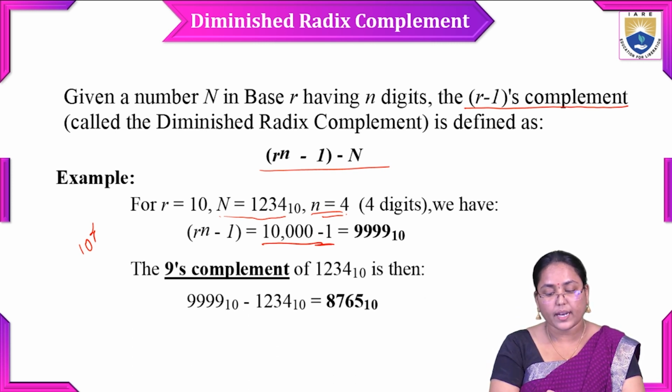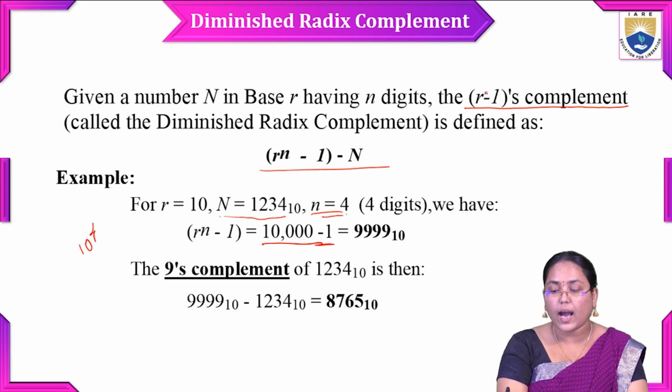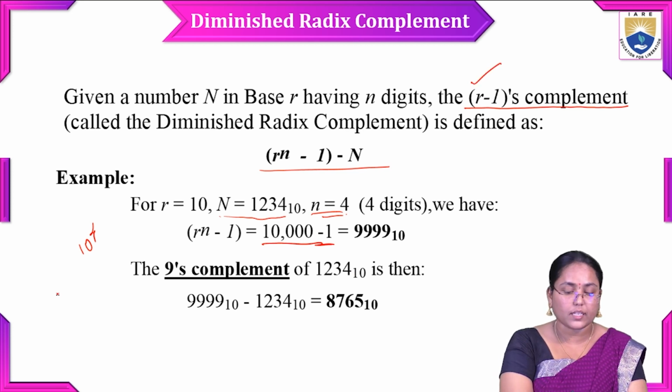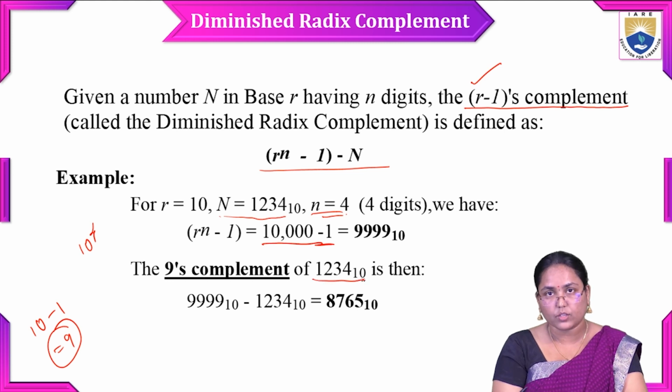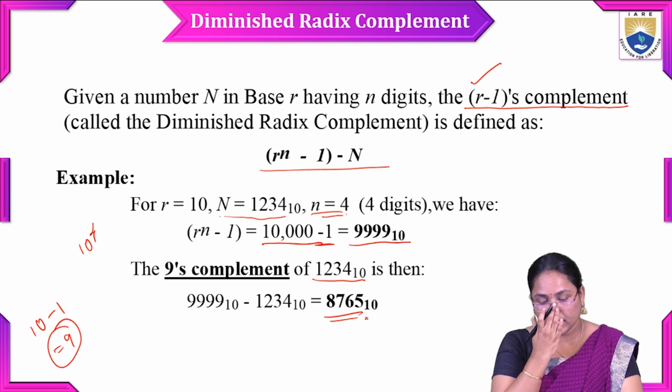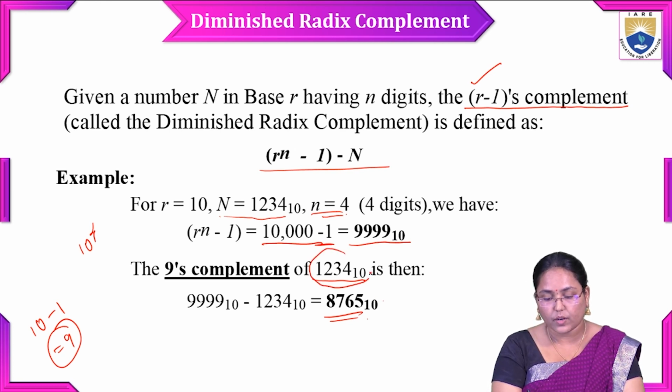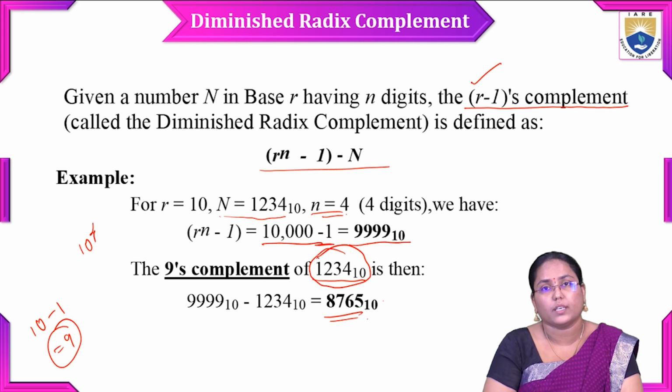Now next is the 9's complement. What we are trying to do exactly is the R minus 1 complement. R is 10, minus 1 is 9, so what we are getting is a 9's complement. So the 9's complement of 1, 2, 3, 4 in base 10 is 9999 minus 1, 2, 3, 4. Once you subtract, you get 8, 7, 6, 5. This is nothing but the complement of 1, 2, 3, 4.